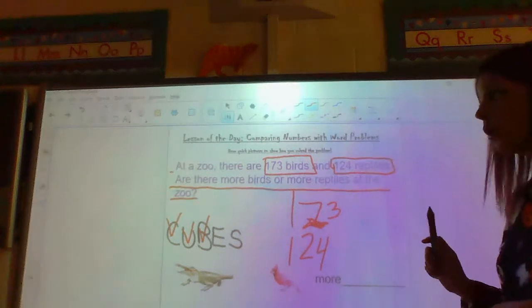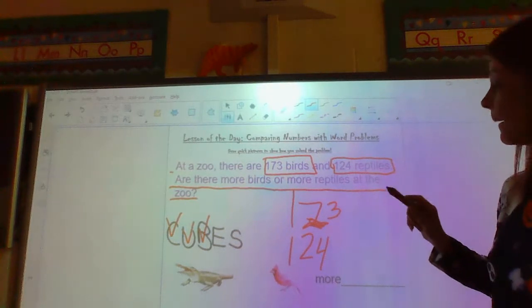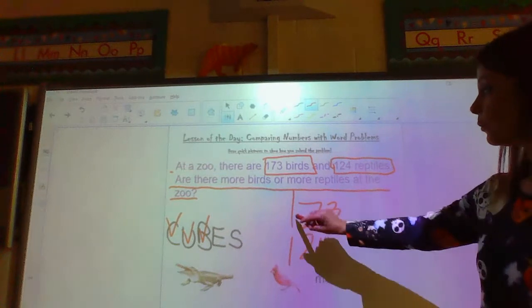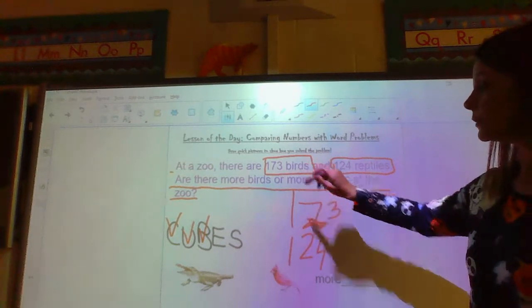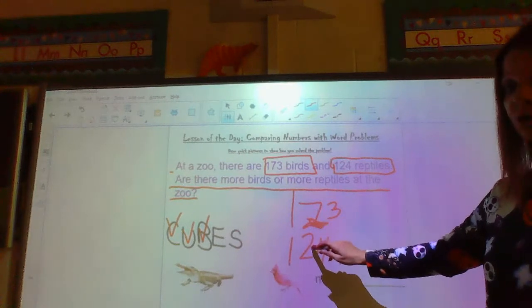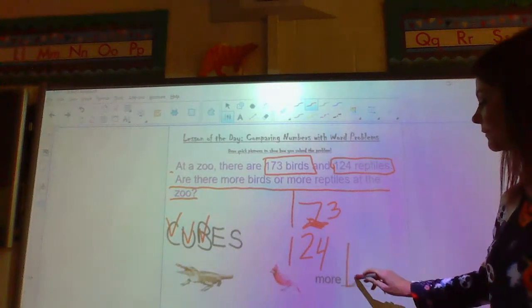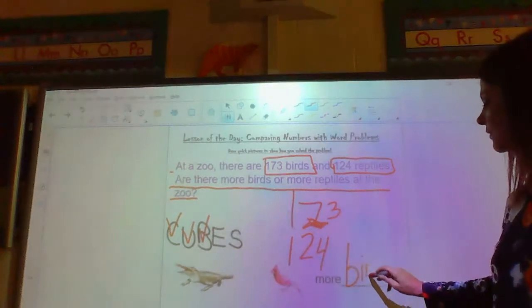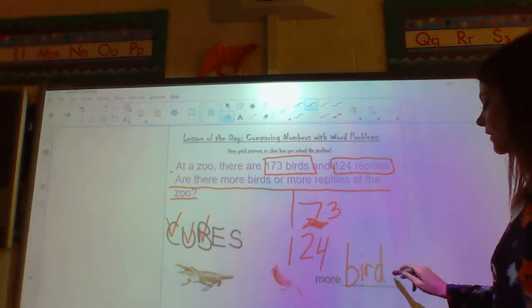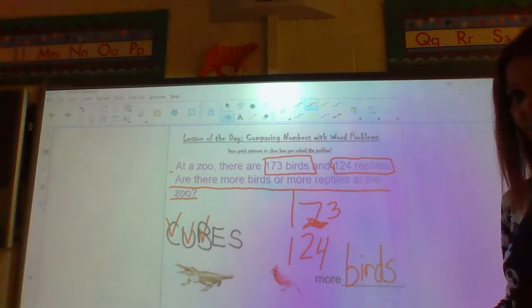So, are there more birds or more reptiles? Well, the 173 is the birds, and 173 is bigger because 7 tens is more than 2 tens. So there are more birds at the zoo. So they're not looking for a number here. They're looking for the word.